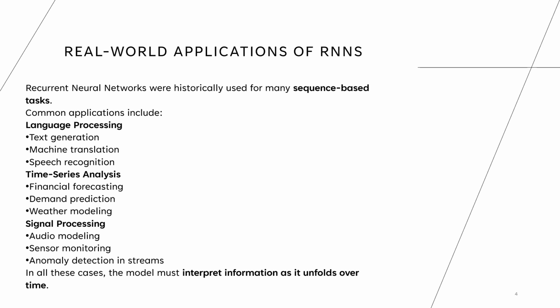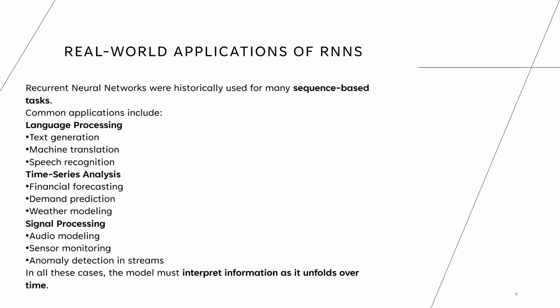Language is inherently sequential. Words appear one after another, and the meaning of a sentence often depends on what came before. Because of this, recurrent neural networks were widely used for tasks such as text generation, language modeling, and early machine translation systems. Another major application area is speech recognition. When a person speaks, audio signals unfold over time as a sequence of sound patterns.